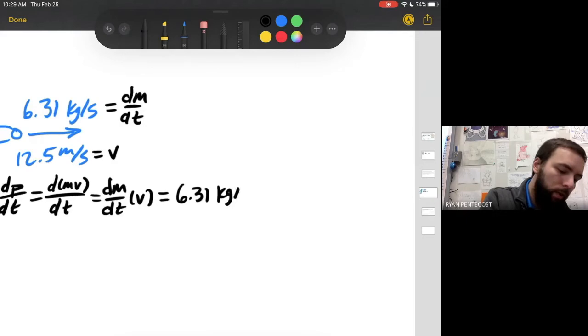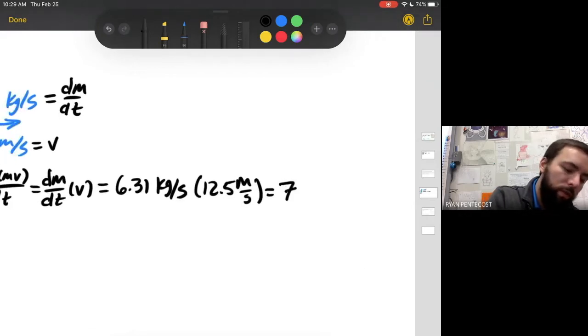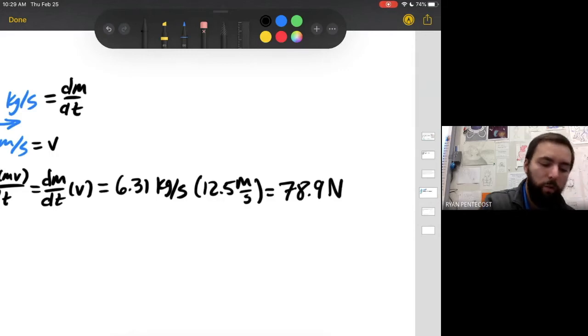6.31 kilograms per second times 12.5 meters per second. So if you do that math, you should get something around 78.9 newtons, okay? Because you get a kilogram meter per second squared, which is a newton, right? So there is your force.